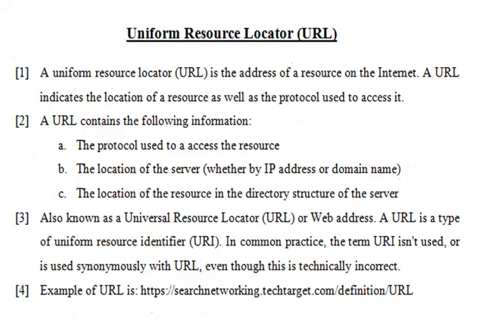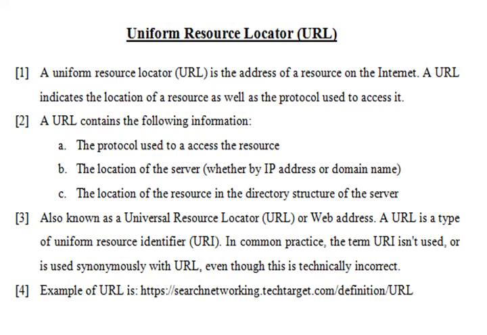The second topic is Uniform Resource Locator or URL. Generally, a URL is the address of a resource on the internet. Here, resource means a web page or a website. A URL indicates the location of the resource as well as the protocol that is used to access it. That means the URL refers to the address of a web page and the protocol that is used in that particular web page. A URL also contains the following information.